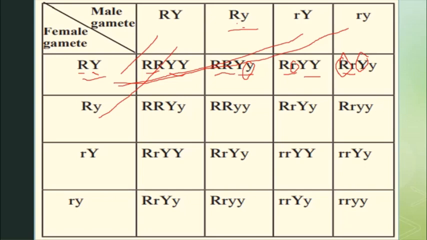Now next we will make the cross between the next female gamete and the first male gamete. So here what phenotype will we get? We will get two R's, one capital Y and one small y. Again we have all the dominant characters, so it will be a rounded yellow seed only.